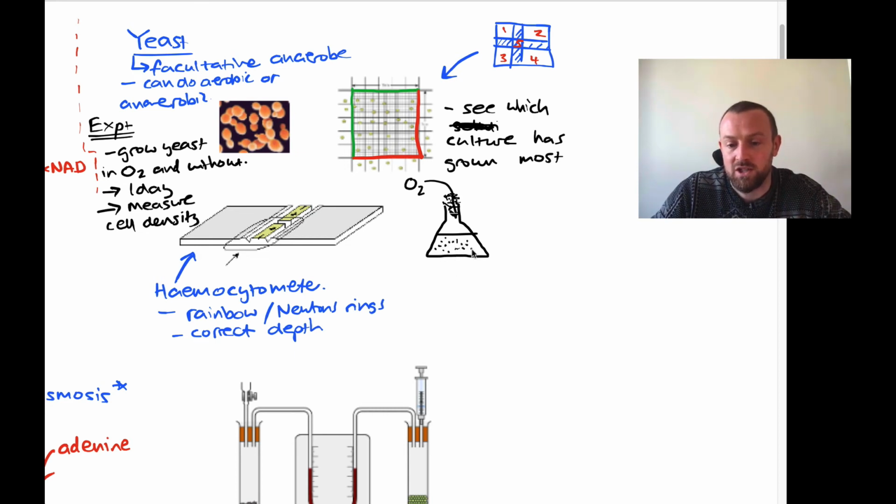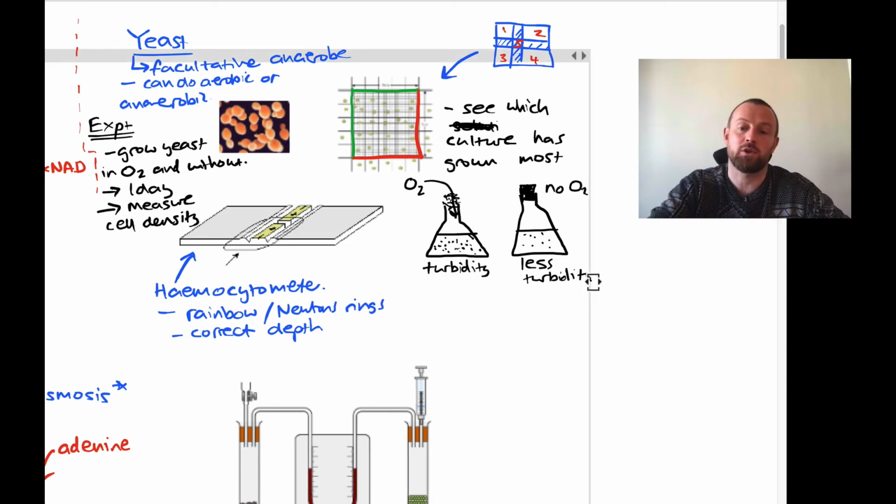Now you wouldn't be able to see the dots like this. This is way out of scale, but you might measure the turbidity. If you didn't have a cytometer, you could just measure how cloudy the solution was. And if you had a separate bottle growing with the same food source or whatever, but with a bung in there to stop oxygen, so no O2, you'd expect that to be maybe less turbid, okay? Turbidity is another word for cloudiness, okay? So that's another way you could do this experiment if you didn't have a hemocytometer.